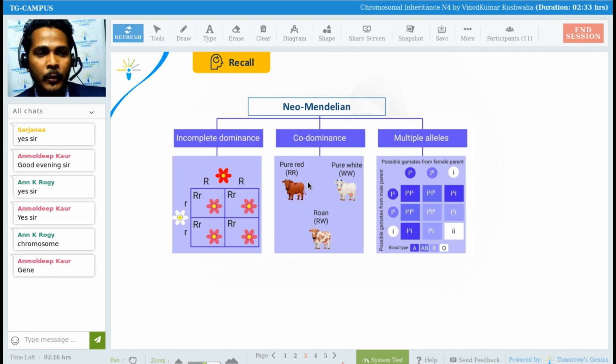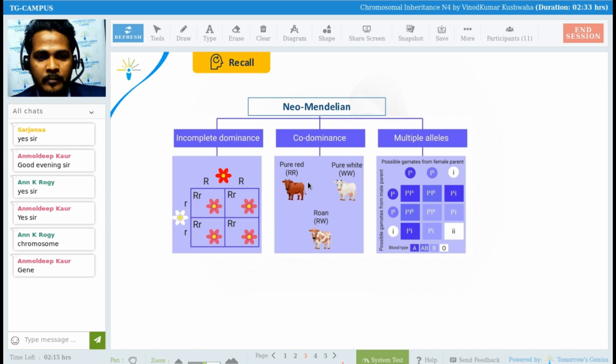Yes, Anmol, you can talk about codominance. In incomplete dominance, the recessive and the dominant characters show an intermediate phenotype. But in codominance, there is no such thing as one recessive and one dominant. They both will show their character in the progeny.